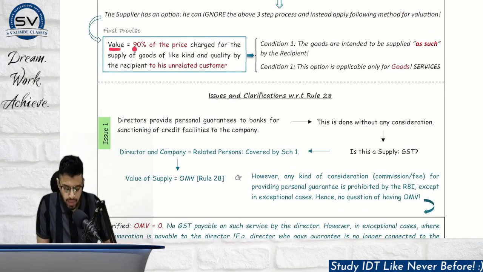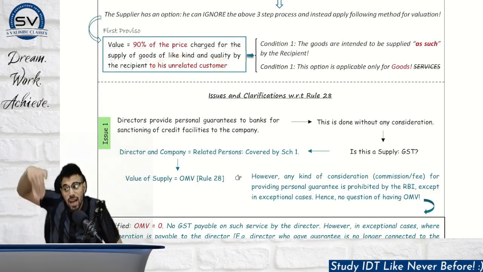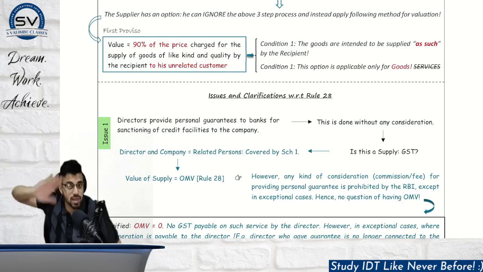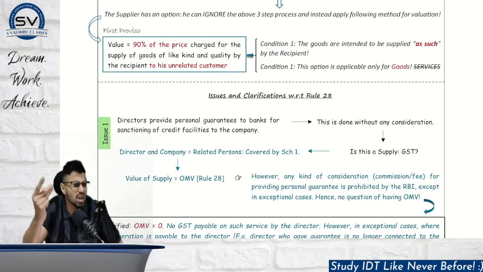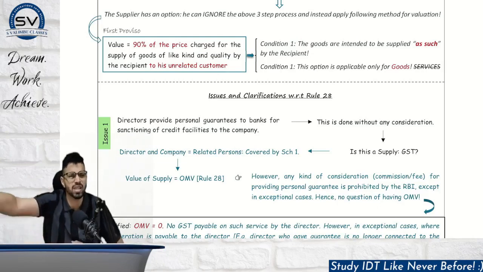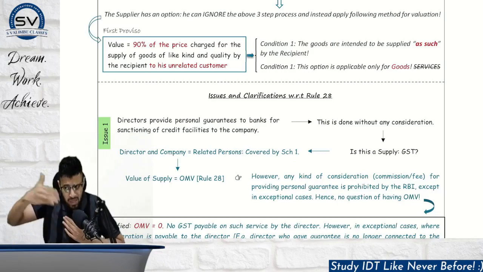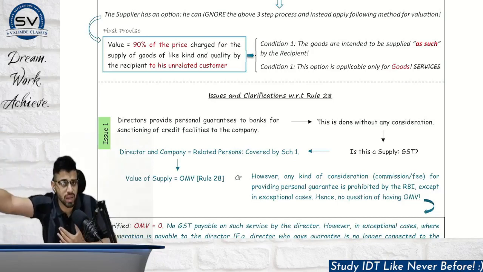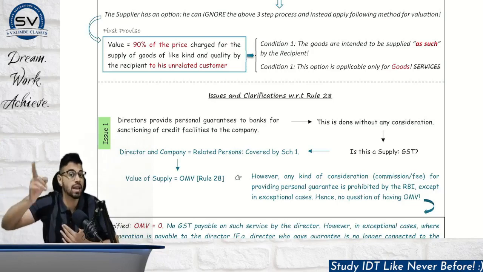Value will be 90% of the price charged for the supply of goods of like kind and quality by the recipient to his unrelated customer. So whatever price the recipient is charging to his unrelated customer, you take that price, take 90% of that particular price and take it as the value of supply. Sir, why 90%? We are assuming 10% as his profit margin. Because I am transferring to him, he is transferring to an unrelated customer. Let's say he is charging 100, so the value of supply between us will be 90.